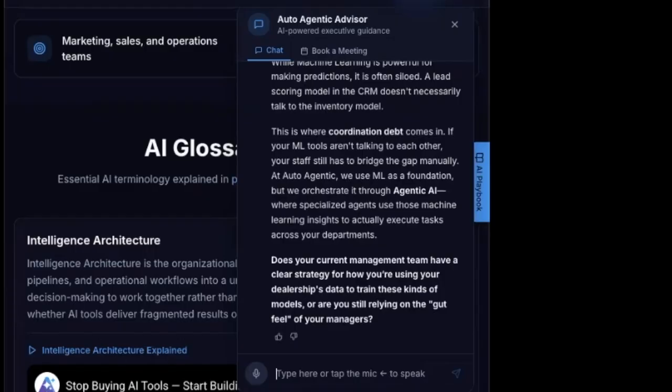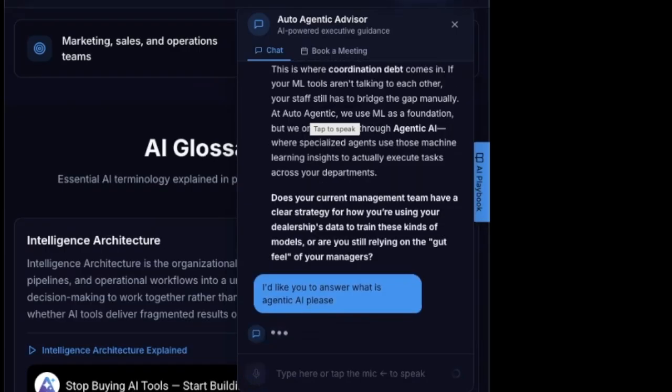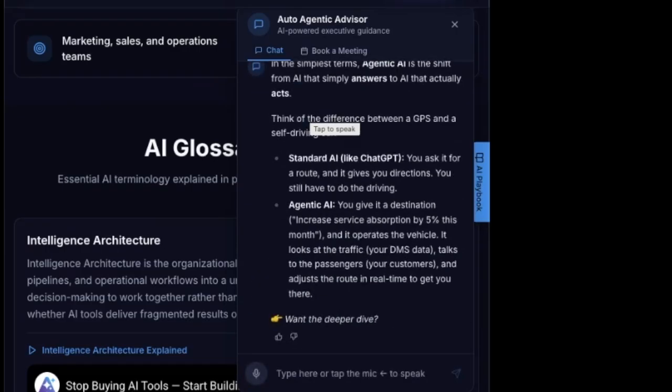I started to take a look at how else could we do things. So one of the things that I did was I actually created the ability that you could tap to speak. So I'll just show you right here. I'd like you to answer, what is agentic AI, please? So as you can see, I was able to create it so I could just talk into it.